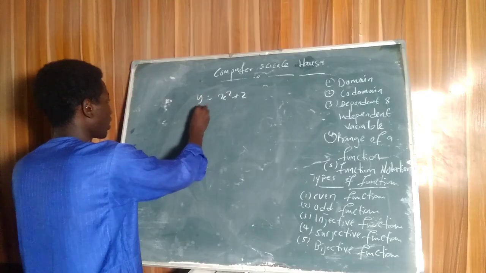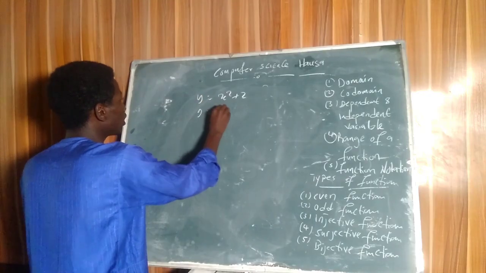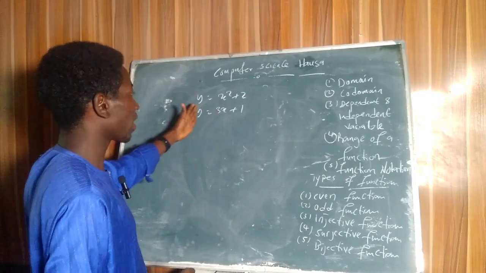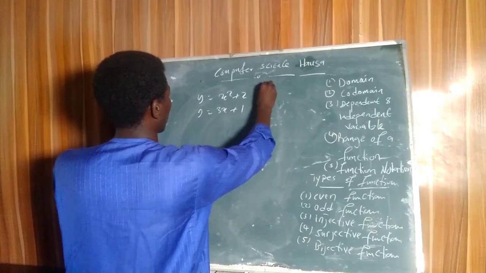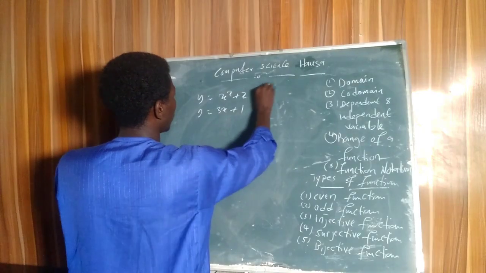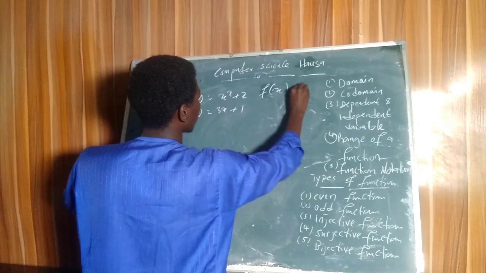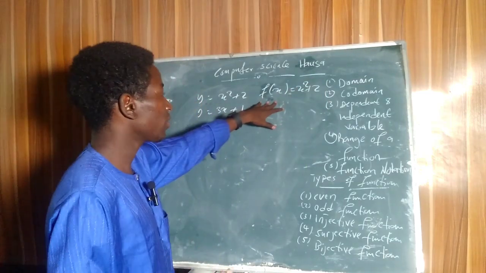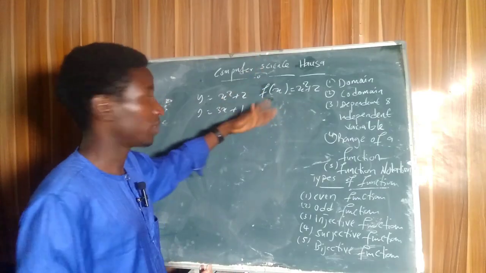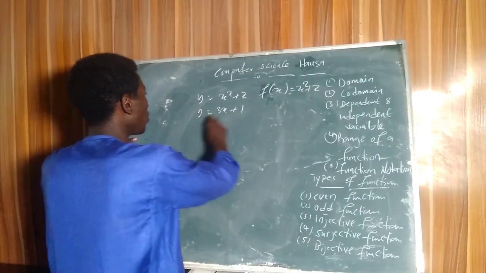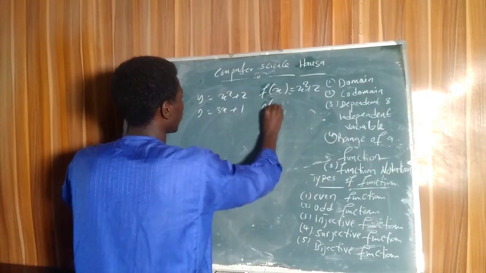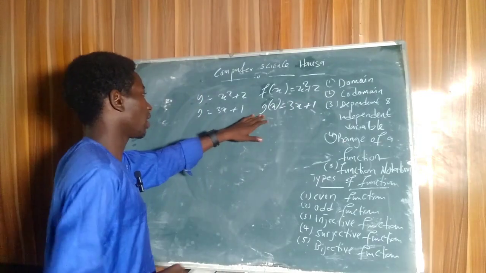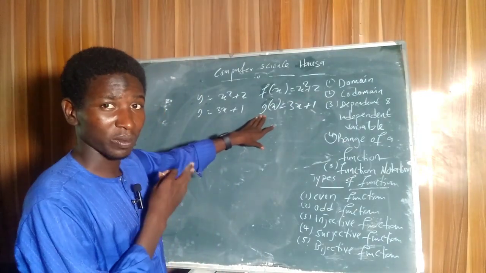Or you might see something like g is equal to 3x plus 1, right? So instead of these, they said okay, why not just do something like this. f of x is equal to x square plus 2. This f of x is your y value. And for this other one, you can say g of x is equal to 3x plus 1. So this is one way of writing a function.